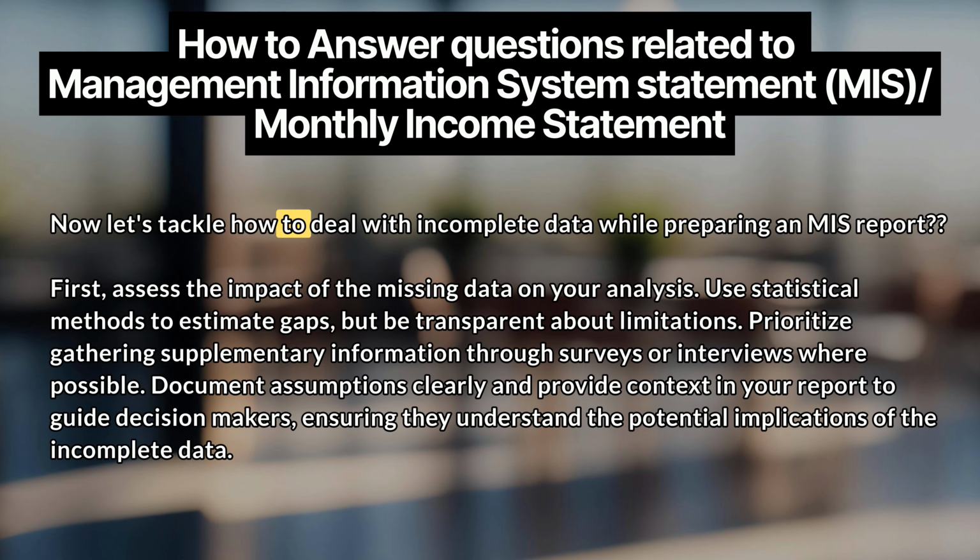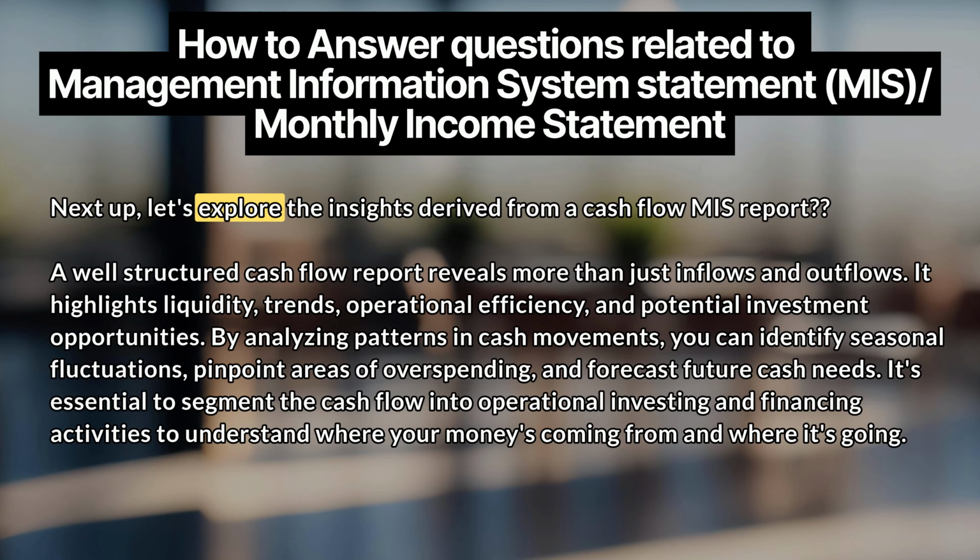Now let's tackle how to deal with incomplete data while preparing an MIS report. First, assess the impact of the missing data on your analysis. Use statistical methods to estimate gaps, but be transparent about limitations. Prioritize gathering supplementary information through surveys or interviews where possible. Document assumptions clearly and provide context in your report to guide decision makers, ensuring they understand the potential implications of the incomplete data.